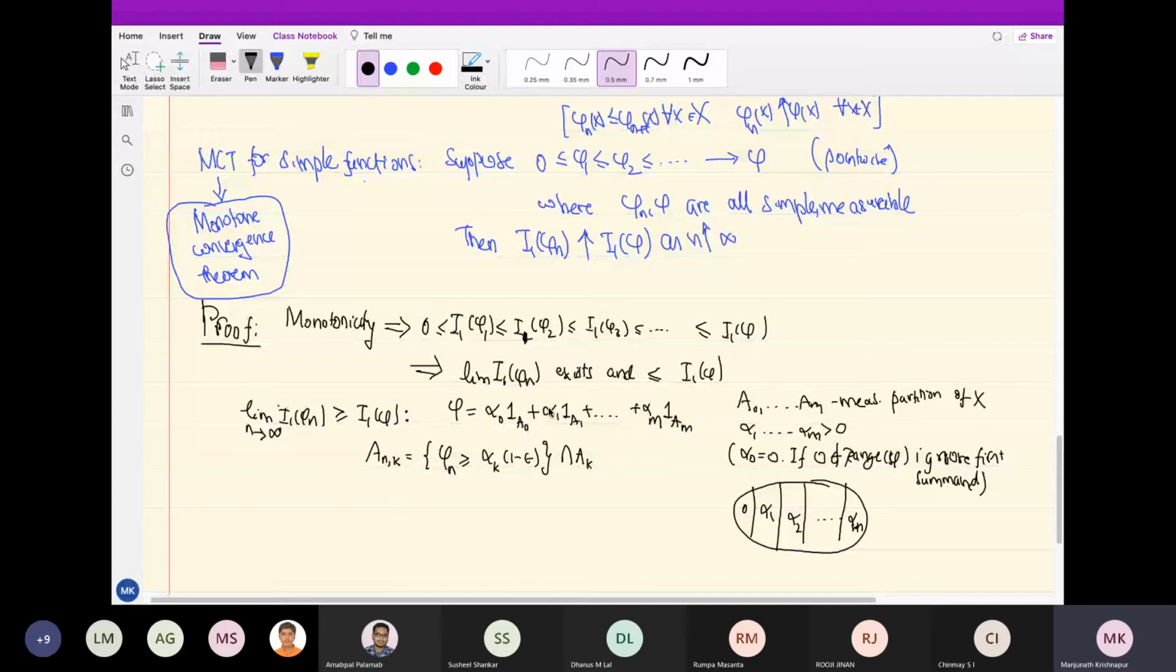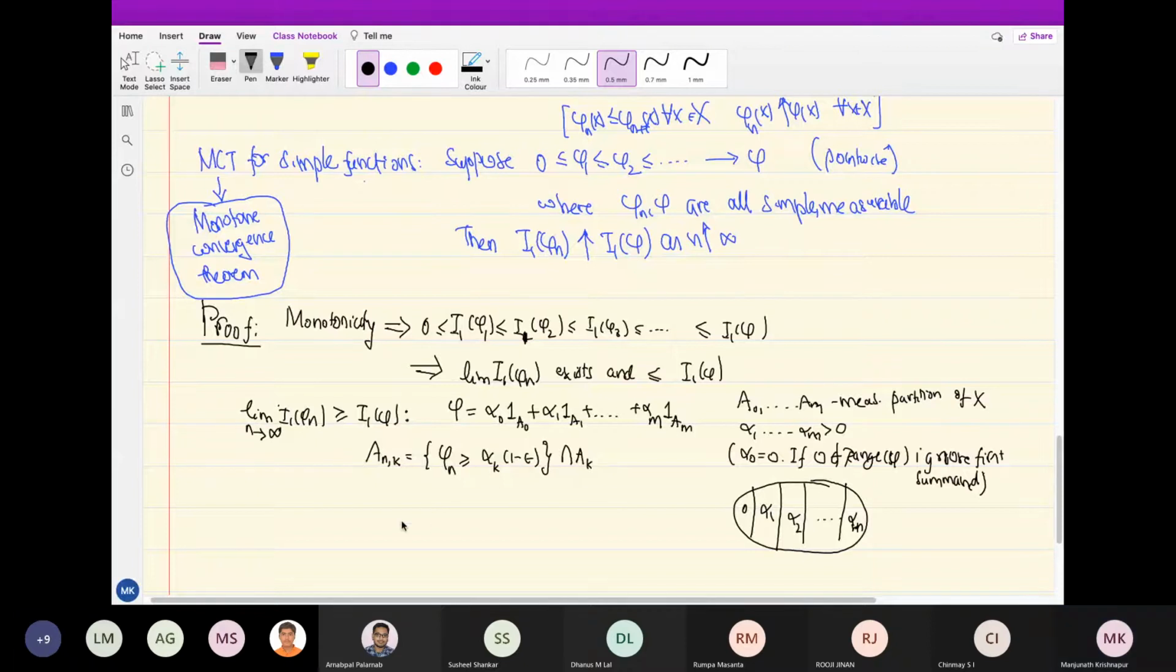See, phi_n's increase to phi. So ultimately, the values of phi_n on this set will be close to alpha_1, the values of phi_n on this set will be close to alpha_2, and so on. But there is no uniformity of convergence. We have to be careful. Therefore, we define this set A_nk as a subset of A_k. So A_n1 is the subset of this part where phi_n is more than alpha_1 times (1 minus epsilon). Since I assume they are strictly positive, it doesn't matter. So let's write it like this.